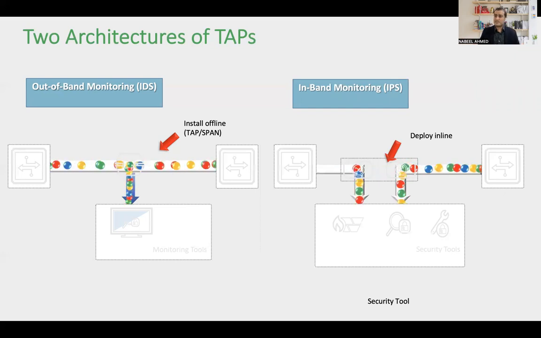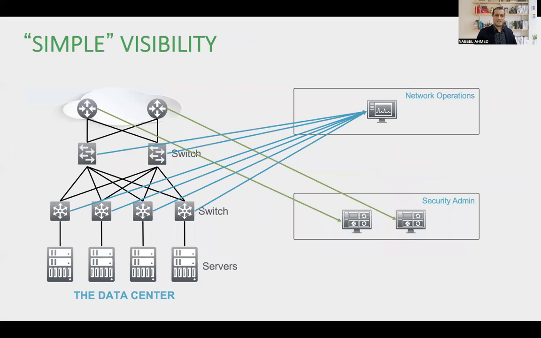So any questions here? Okay, looks good. So let's move to the visibility, simple visibility architecture. So now you should be convinced tap is a better way of copying the data or visibility, because tap has no limitation of number of ports or VLAN, it's just copying the data.